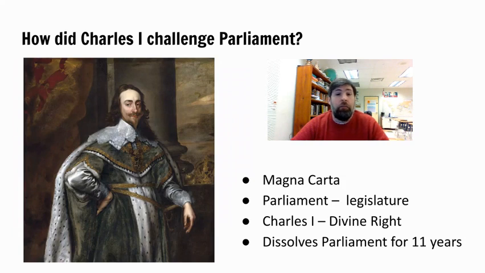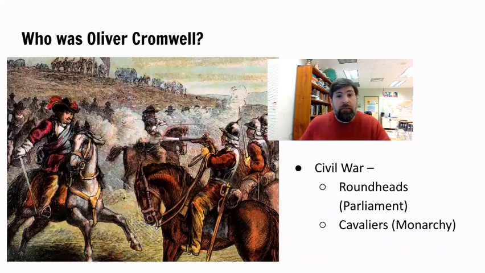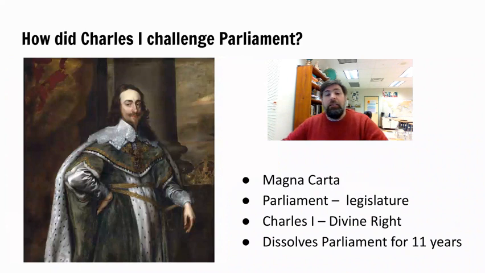So he dissolved Parliament for 11 years, and Parliament didn't meet for 11 whole years, and England became more of an absolute monarchy. But then, because of a series of conflicts, Charles needed money in order to pay for an army. And so he called Parliament back into session, and they immediately began to do things he didn't like. And this led to a war. This led to conflict between Charles I and Parliament.